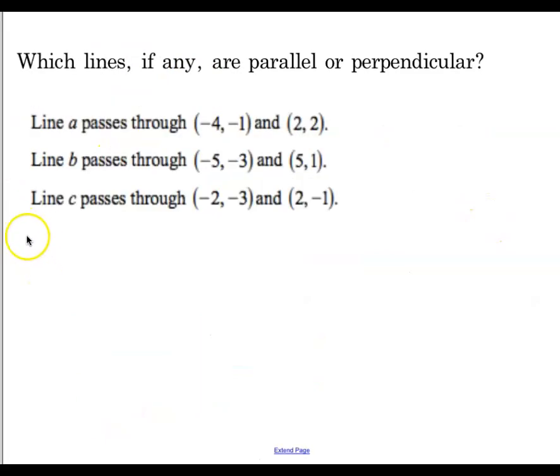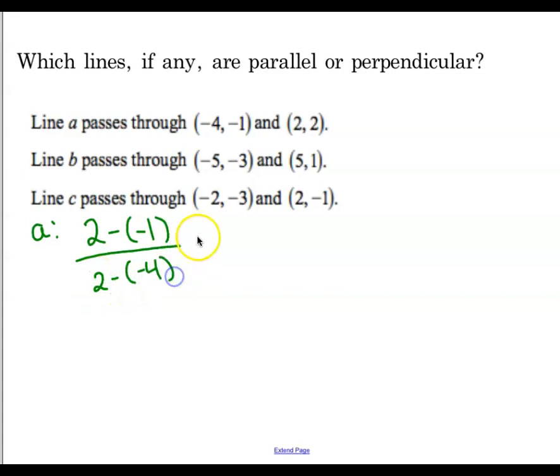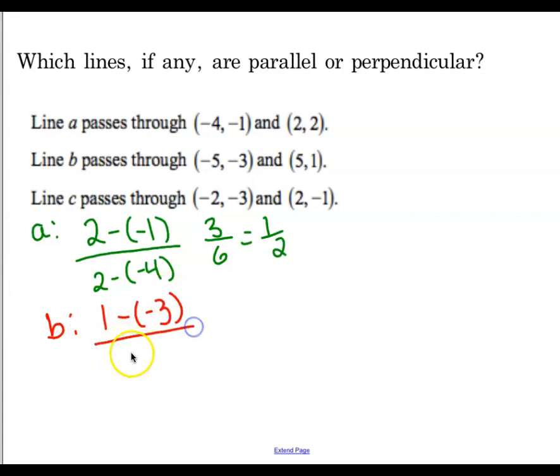So the next example you're given is 3 lines with points. You have to find the slope. Parallel and perpendicular is all dependent on the slope. So you use the formula we use for slope, change in y over change in x, and you get 3/6, which means A has a slope of 1/2. Then you do the same thing for B, change in y, 1 minus a negative 3, over 5 minus negative 5, and you get 4/10, which is 2/5.